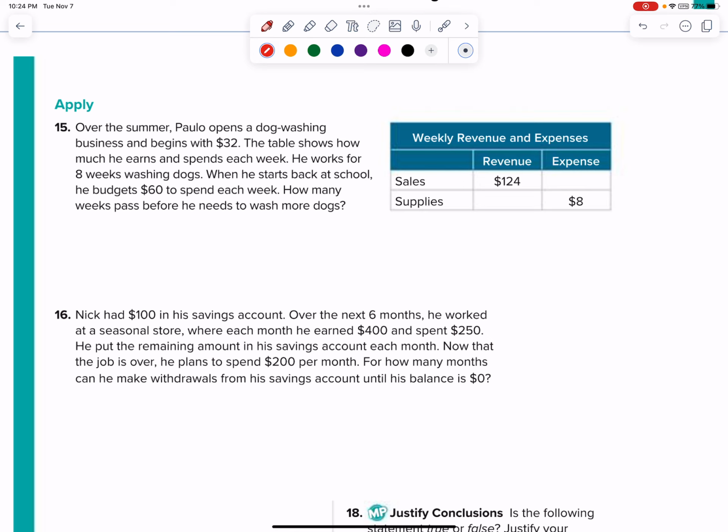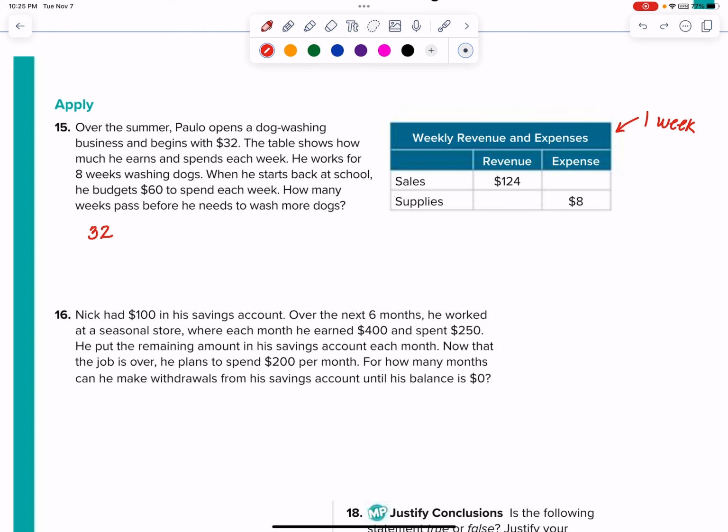Over the summer, Paulo opens a dog washing business and begins with $32. So I'm going to start taking a little bit of notes here. So it begins with $32. The table shows how much he earns and spends each week. Let's make a note about the table. This is 1 week worth of revenue and expenses. He works for 8 weeks washing dogs. So all of this is 1 week. He does it for 8 weeks, so obviously we're multiplying by 8. When he starts back to school, he wants to spend $60 each week. So how many weeks pass before he needs to wash more dogs?